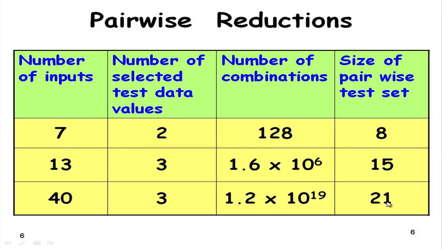But then you might be wondering how do I know that for 7 inputs, each one taking 2 values, I get 8, and for this I get 15 and 21. How did I get these numbers? Actually, this is generated by the tool, and different tools might generate different numbers of test cases for this. So, finding how many pairwise test cases will be required is a very hard problem.